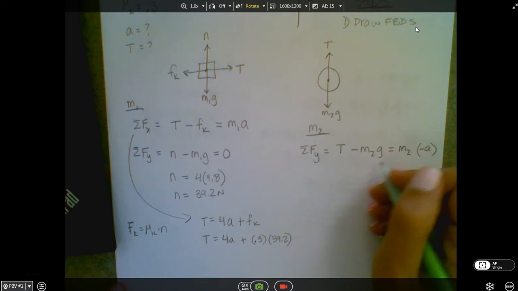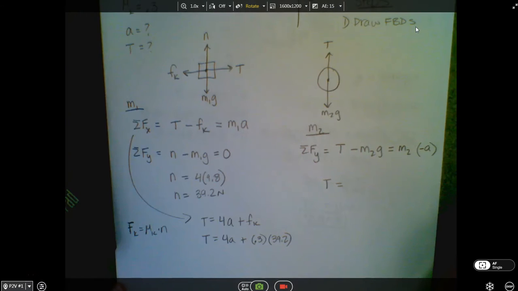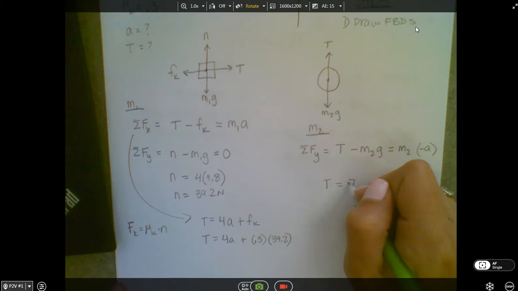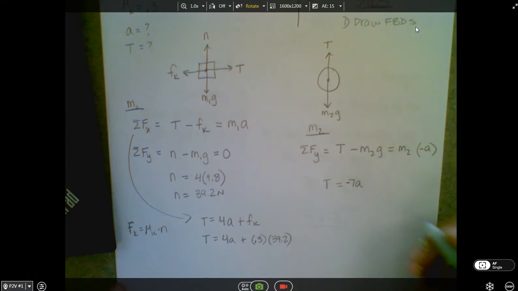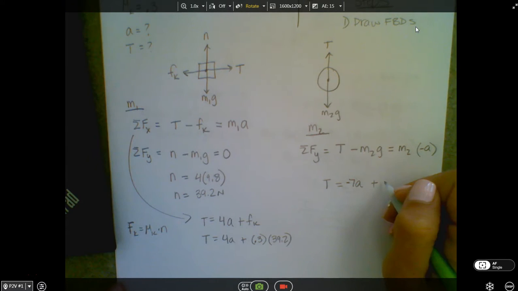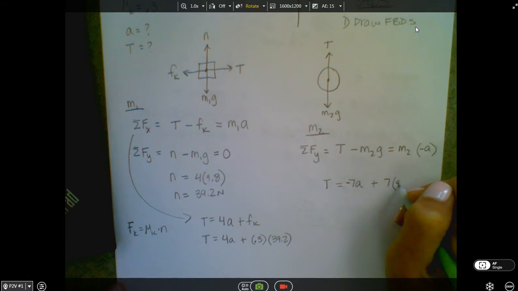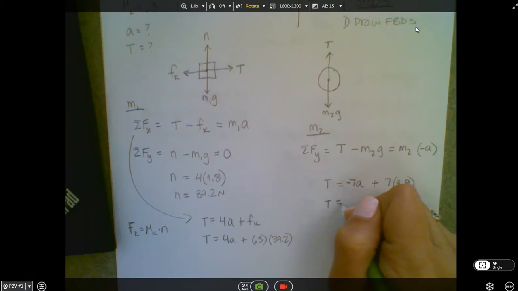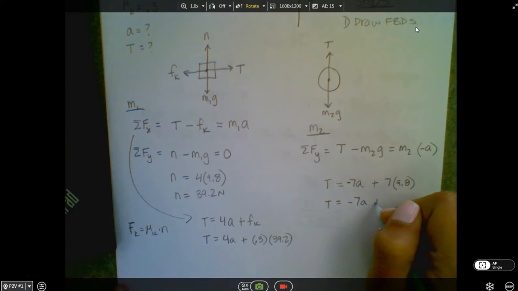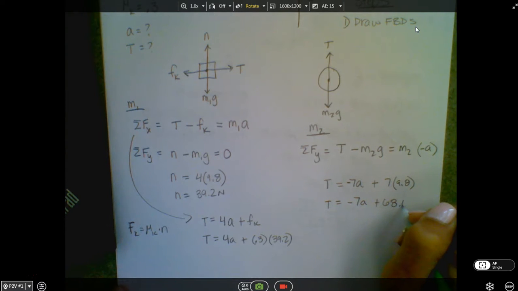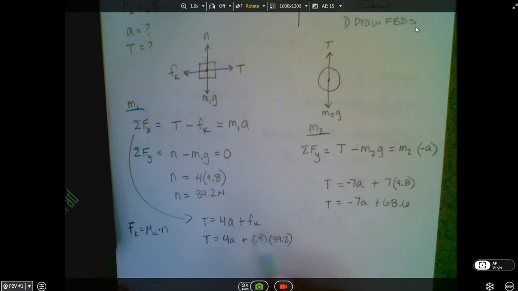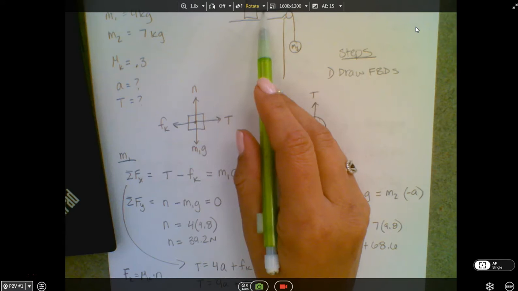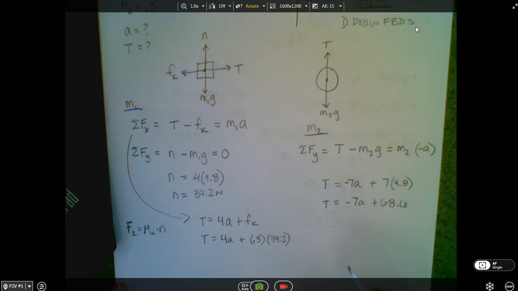Now let's do the same thing over here. Let's set this equal to T. So T equals m2, which is 7, and we have that negative a, so I'll just pull the negative sign out to the front, plus m2g, which is 7 times 9.8. I'm just going to simplify that. So I have T equals negative 7a plus 68.6. So now we have two equations. They're both equal to T. We know the tension's the same in both, right? Because the rope is just one rope. So I can go ahead and set these equations equal to each other.